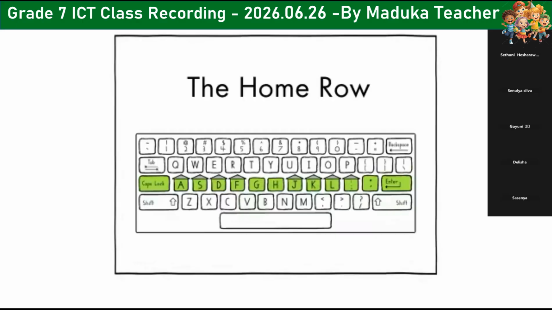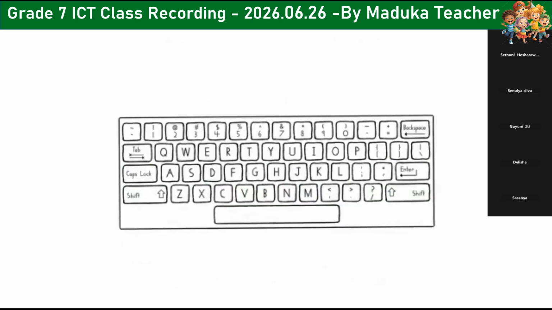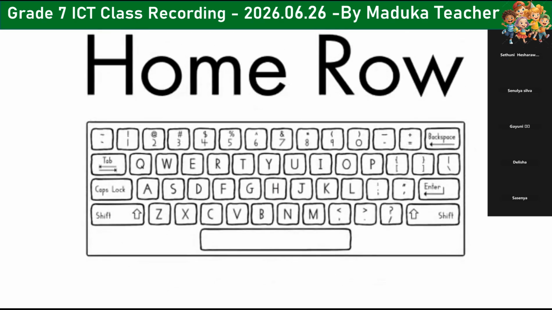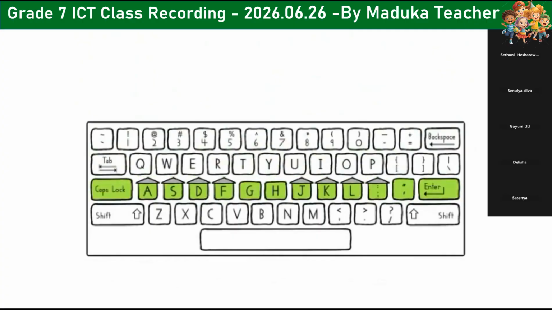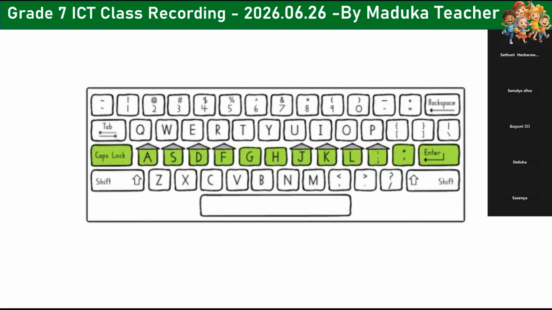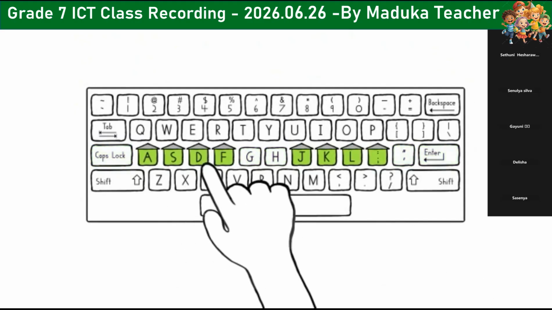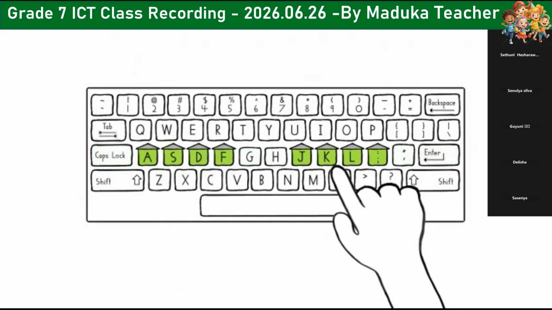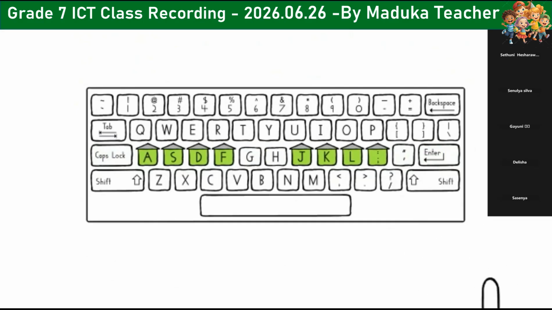The home row. Let's start with the home row. Do you see the green row on the keyboard? Yeah, it's in the middle. That's called the home row. You rest your fingers on the home row. Let's look at the letters. Do you see the letters with the little roofs on top? Yeah, A, S, D, F, J, K, L, semicolon. Those are the home row keys, and that's where you rest your fingers when you're not typing.